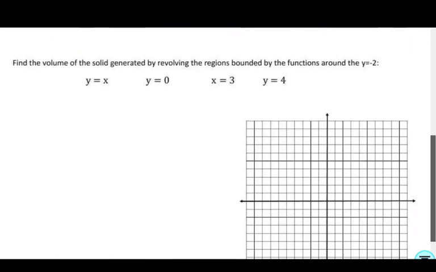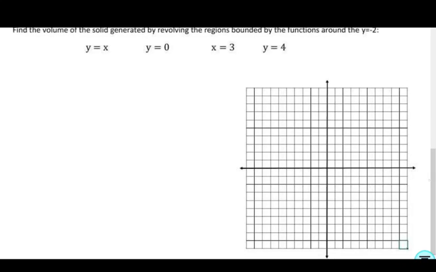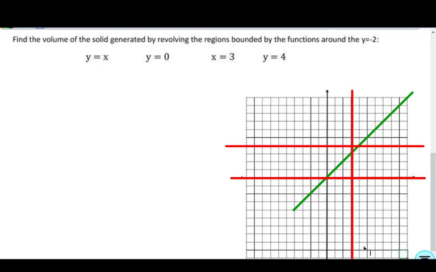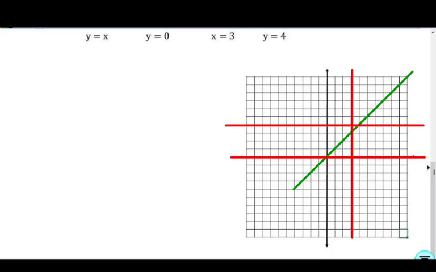Now, we're going to take almost the same solid, okay, and look at it a little bit differently. So now, still taking y equals x. So here's my y equals x. Then y equals 0, still right here. Y equals 4: 1, 2, 3, 4, right here. And x equals 3: 1, 2, 3. Okay? Now, we're still using this same area.